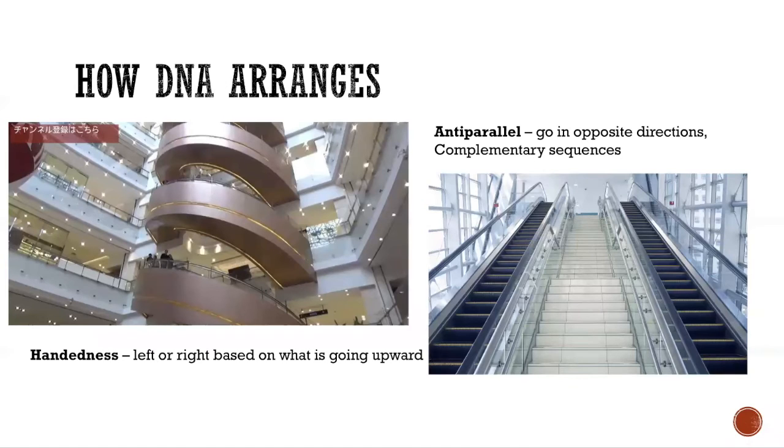So DNA arranges in multiple different ways. So there's a handedness to it. So it's left or right based on which way is going upward. So if you look at this escalator, it is going upwards in the left direction. So it's left-handed. And then it's also antiparallel. So there are 2 strands, and these 2 strands are opposite. So they have complementary sequences, and these complementary sequences allow for those bases to have their hydrogen bonds and to match up.